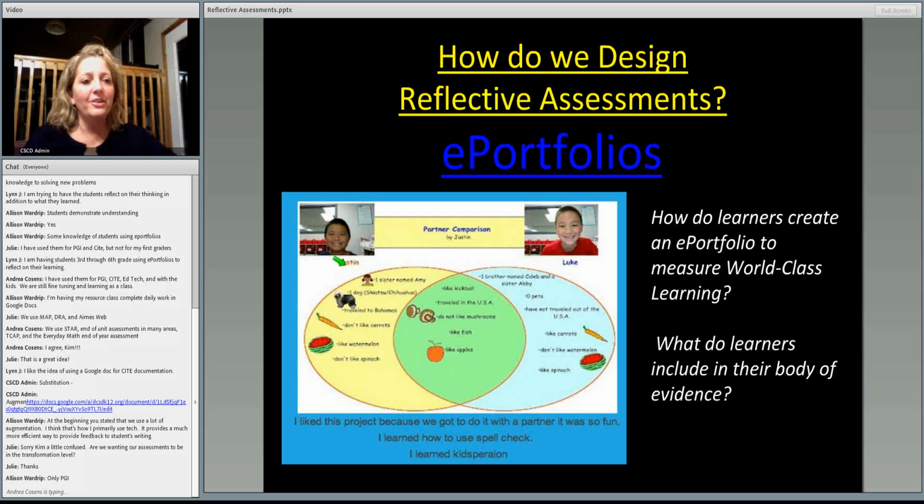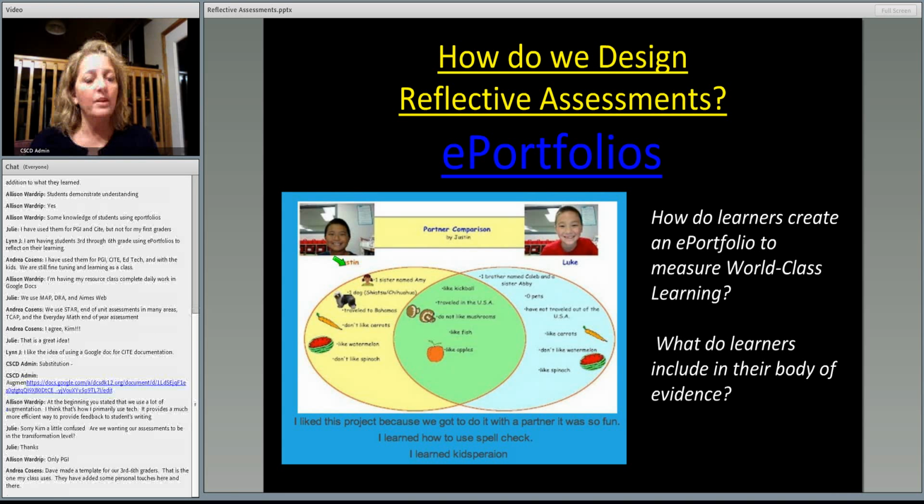Well, I better stop really quickly, because I was going to talk about ePortfolios, but Julie, you asked a great question. You said, are we wanting our assessments to be at the transformational level? What we're using our assessments for is to see if the digital age teaching and learning we're offering is at the transformational level. So I'm going to use different measurements.